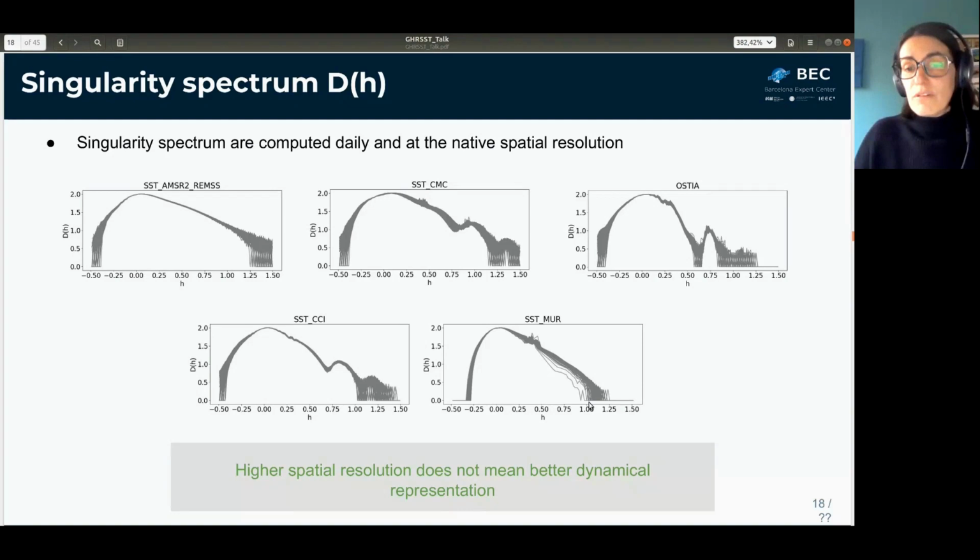The SST Moore on the other side gives us as well this shape, which is quite well preserved. But for the others, and especially for the OSTIA datasets, we have this kind of bump, which indicates that we are losing energy at a given scale. As you can see from this picture, higher spatial resolution does not mean a better representation of the dynamical structure or the turbulent cascade.